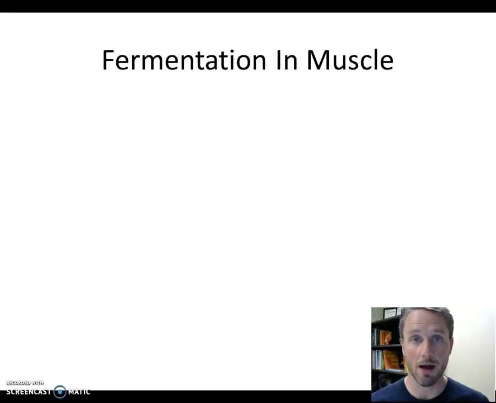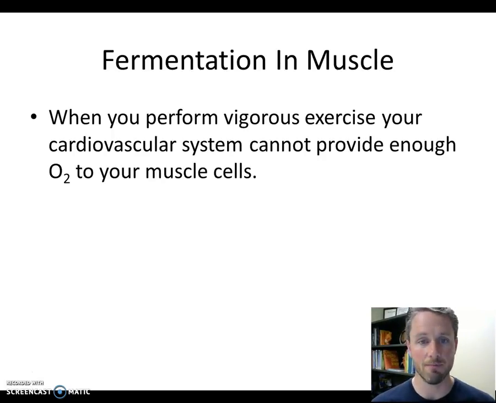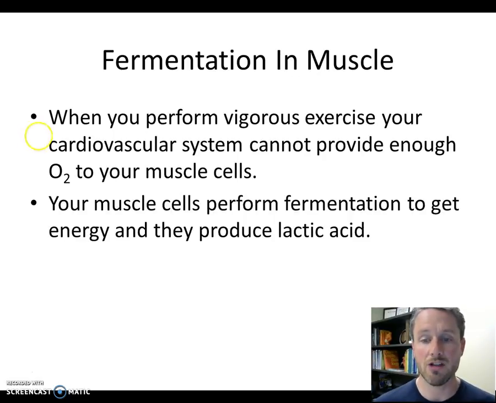So this happens in your body. Fermentation can take place in muscle. This happens when you perform vigorous exercise, right? If you sprint, your muscles consume all the oxygen really fast, and your heart and lungs and circulatory system can't deliver enough oxygen to your muscles fast enough to make sure that your muscles have all the oxygen they need. So instead of just stopping moving, your muscles can do fermentation. Right? So your muscles perform fermentation to get the energy, and as a byproduct, they produce lactic acid.